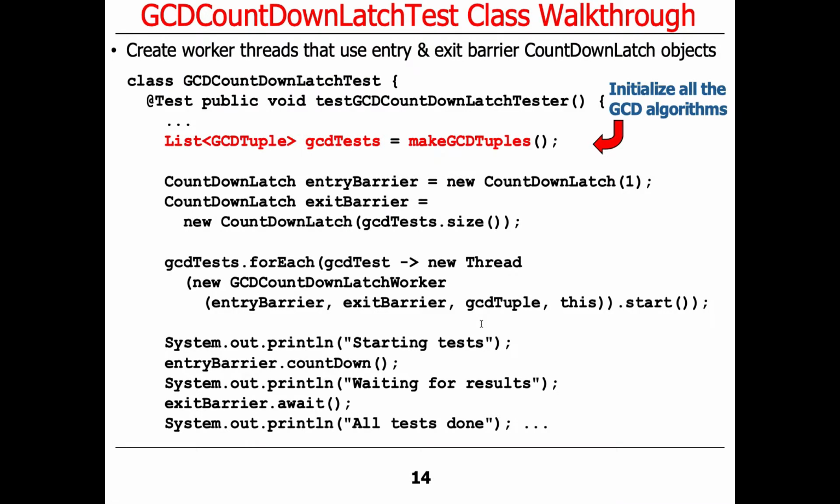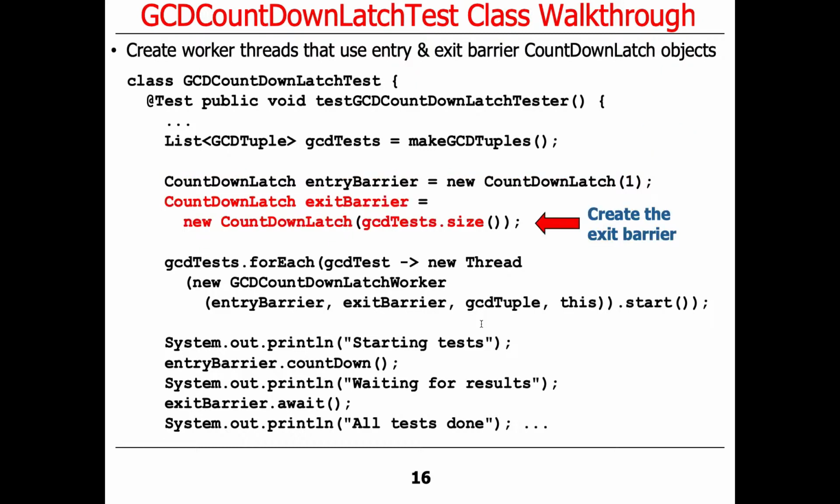The first thing that we do is we initialize all the algorithms. We have a factory method that creates a thing called a GCD tuple, which keeps track of the algorithm we're going to perform. We create a new entry barrier, which is given the count of 1. We create an exit barrier, which is given a count of the number of tests we want to run. So let's say we have 4 algorithms. The count will be 4.